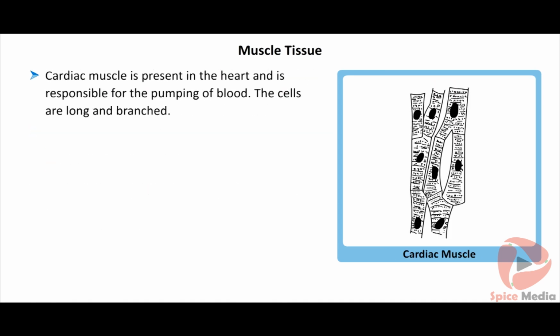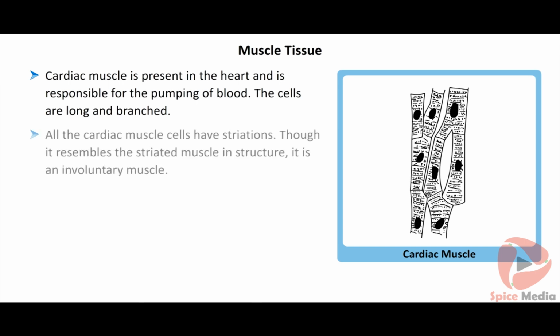Cardiac muscle. As the name indicates, this muscle is present in the heart and is responsible for the pumping of blood. The cells are long and branched. All the muscle cells in the cardiac muscle have striations. Though it resembles the striated muscle in its structure, it is an involuntary muscle. Click the animation button to know more about muscle tissue.